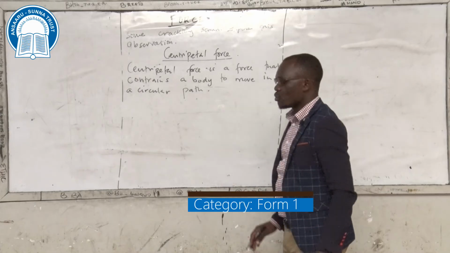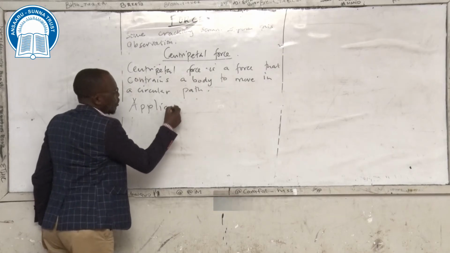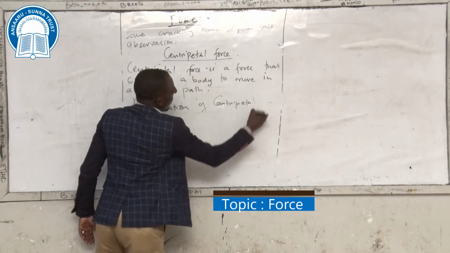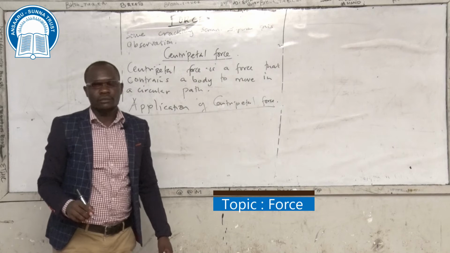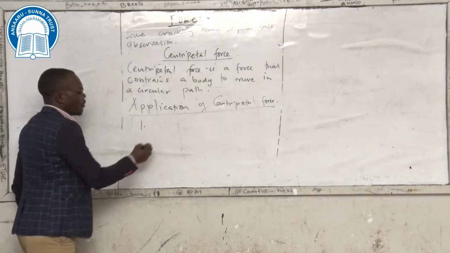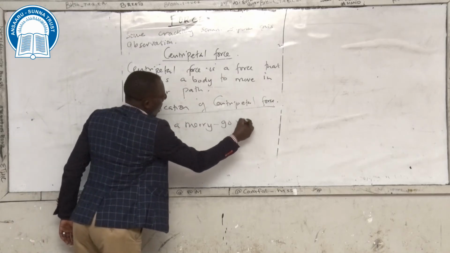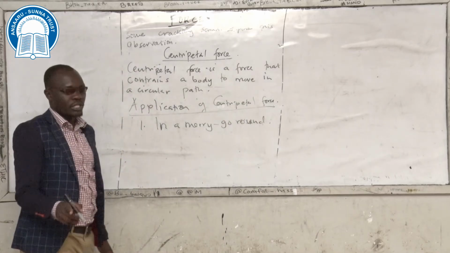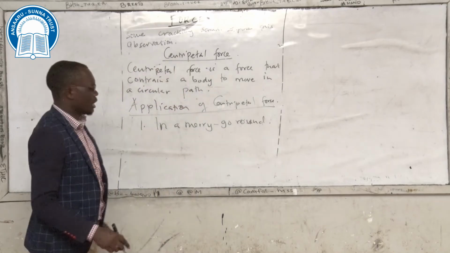Now, about centripetal force, what you must know are its applications. How is centripetal force applied? Applications of centripetal force. The first application, which I've already talked about, is in a merry-go-round. The centripetal force is applied in a merry-go-round, making it continue making circular paths, circular orbits.